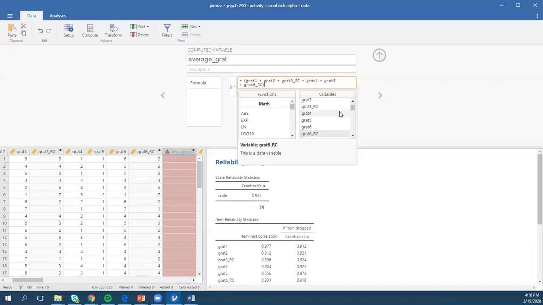So we're going to sum up those 6 questions and then divide by 6, right? Now, I'll mention if we had removed GRAT 5 because we thought that was going to be a big enough change in Cronbach's alpha, then when you create the average, we would not have included GRAT 5 here, and we would divide by 5. So you always want to make sure that you're dividing by the right number of final questions that you want in the variable that you're creating.